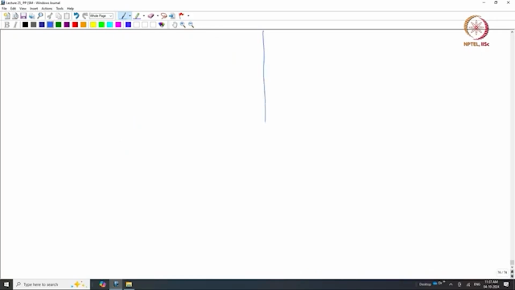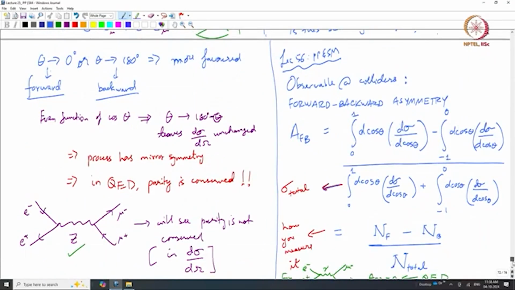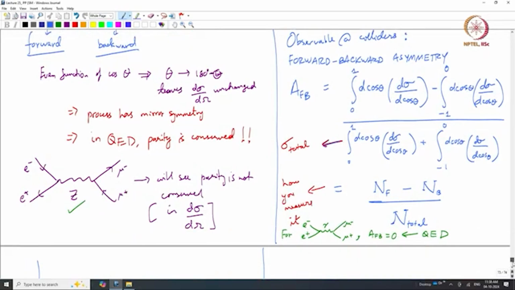So to illustrate that, I'm going to show a plot of the forward backward asymmetry as a function of the center of mass energy in this problem. What is the unit of forward backward asymmetry? It's a unitless quantity, obviously, right? That should be obvious from this.